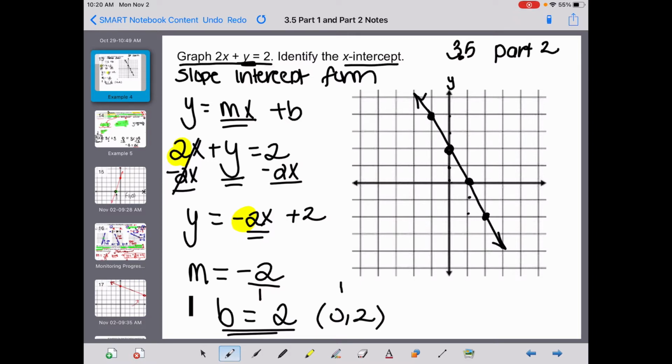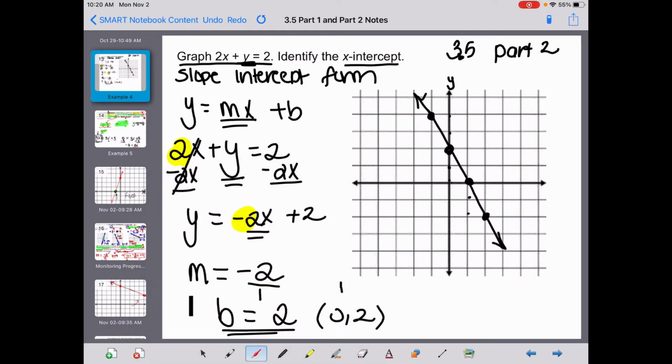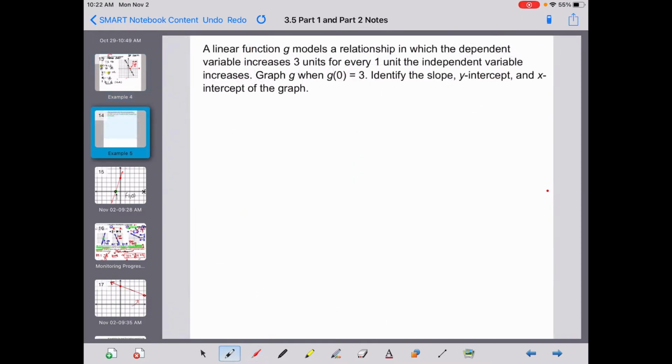Identify the x-intercept. For the x-intercept, we can use the same process we did for finding x and y-intercepts by plugging 0 in for your y. But because we graphed it already, we can just look on the x-axis. On the x-axis, our line touches the point (1, 0). And that is the x-intercept of this line. Okay. All right, next problem.